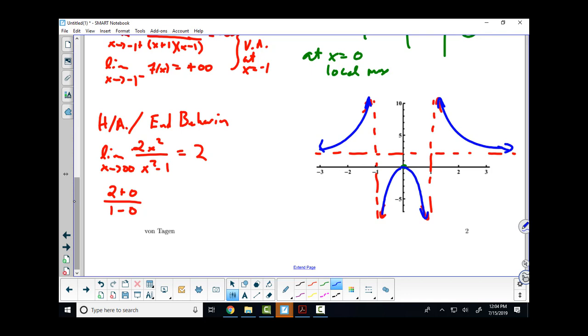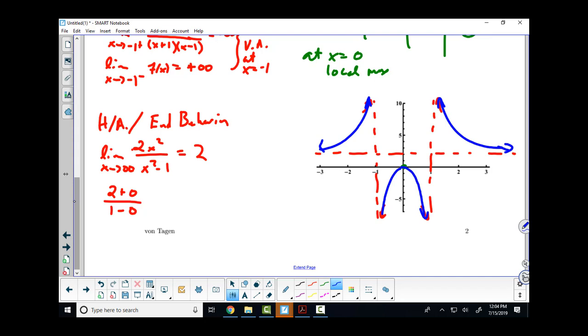Did this graph change concavity? Do we have any inflection points? No, there's no place where it changed concavity. Questions on that, folks? Comments?